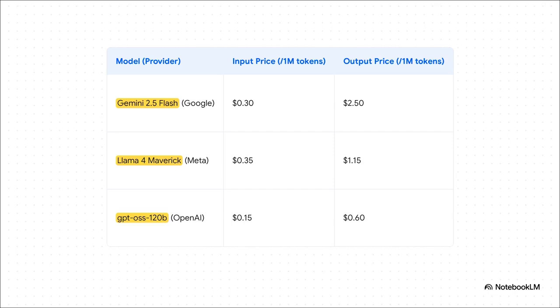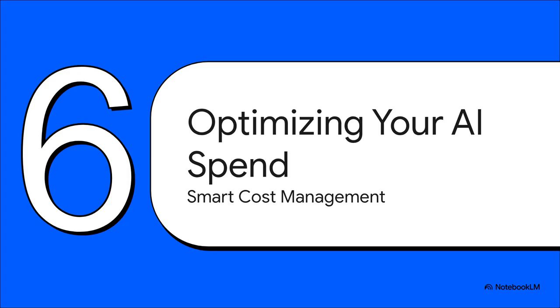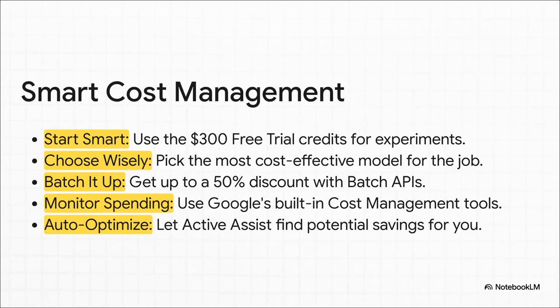Okay, so with all of these models and pricing options, how do you actually manage your costs and make sure your AI bill doesn't just spiral out of control? Let's bring it all home with some real, actionable takeaways. So let's turn all this knowledge into a strategy. First up, start smart. Use those free credits to experiment and find out what works. Second, choose wisely. Please don't just default to the biggest, most powerful model if a cheaper, faster one gets the job done. Third, if a task isn't super time sensitive, batch it up. Using batch APIs can get you a massive discount, sometimes up to 50%.